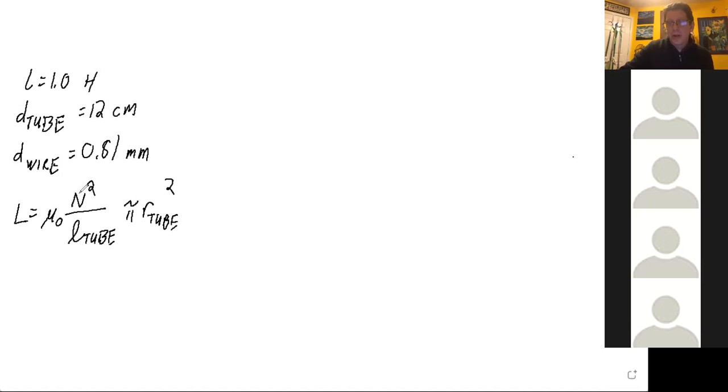Okay, so in order to go any further, we need to figure out the relationship between the length of the tube and the total number of turns. That relationship comes from this. So the length of the tube, you have one loop right after the other. So you're basically packing in those loops as tightly as possible. And so the length of the tube is equal to N, the total number of turns, divided by the width of each turn, which is just the diameter of the wire.